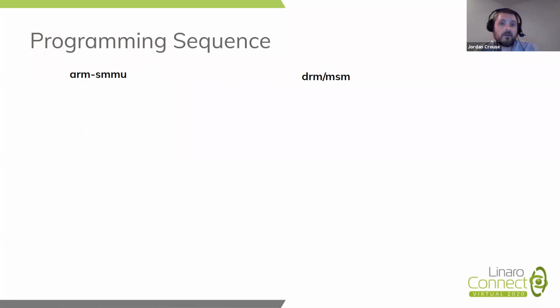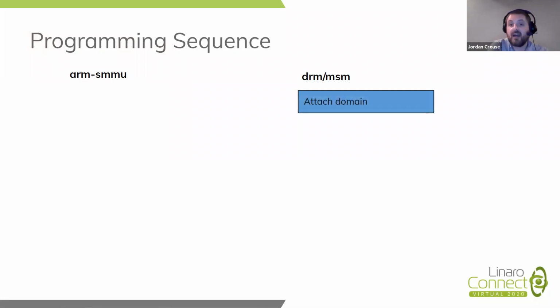So here's a little bit of a rundown of what the programming sequence is going to look like between the ARM SMMU driver and the DRM MSM driver. The first thing is we're going to attach the domain. This is the normal process of an IOMMU. We're going to come up, detect that we have an IOMMU, and say, okay, please attach our device to the IOMMU instance.